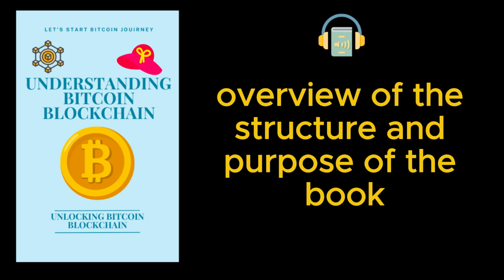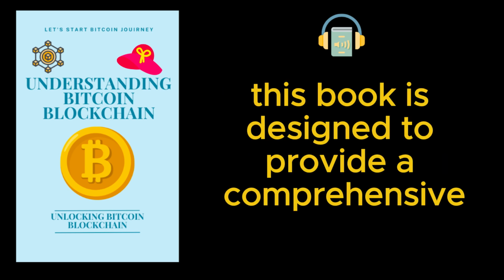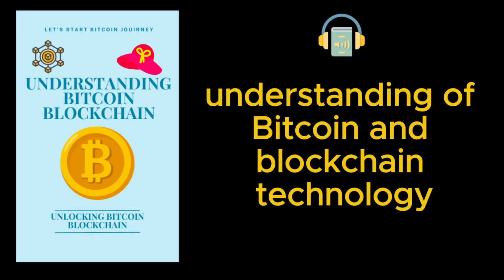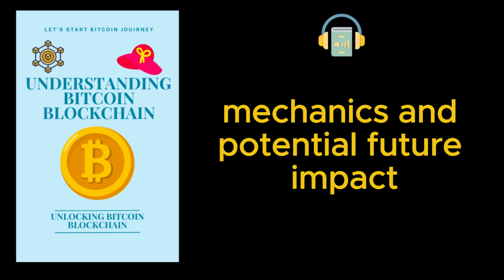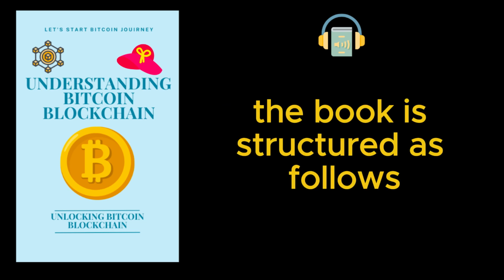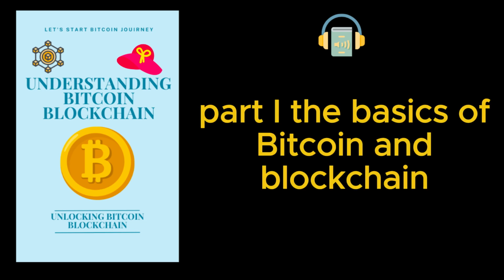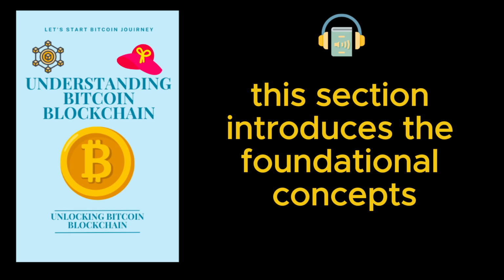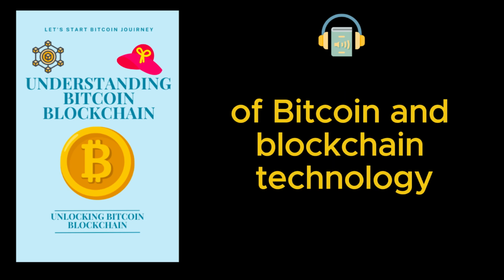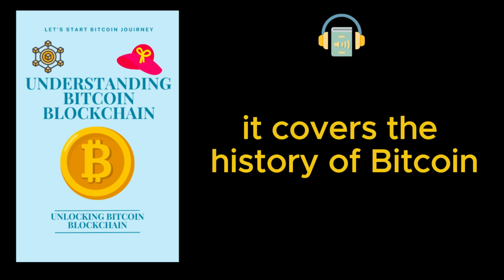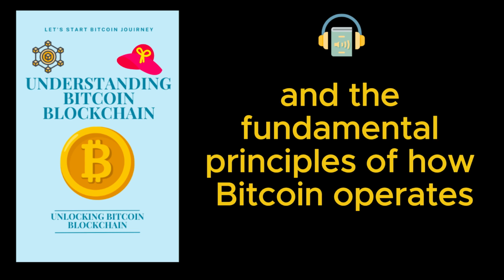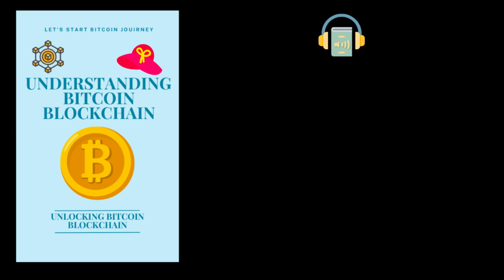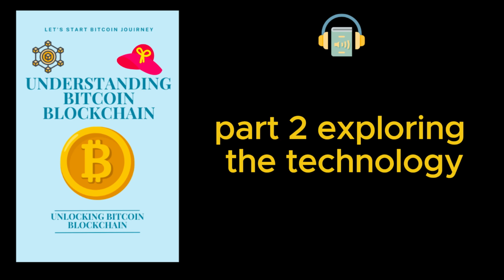Overview of the structure and purpose of the book. This book is designed to provide a comprehensive understanding of Bitcoin and blockchain technology, exploring their origins, mechanics, and potential future impact. The book is structured as follows. Part I, the basics of Bitcoin and blockchain. This section introduces the foundational concepts of Bitcoin and blockchain technology. It covers the history of Bitcoin, the role of blockchain as its underlying infrastructure, and the fundamental principles of how Bitcoin operates.